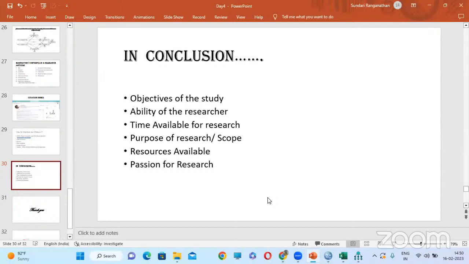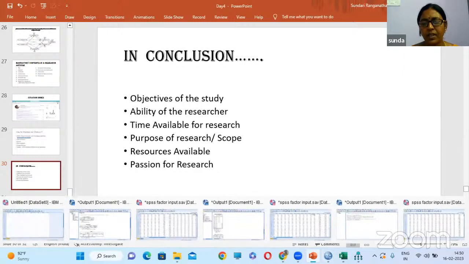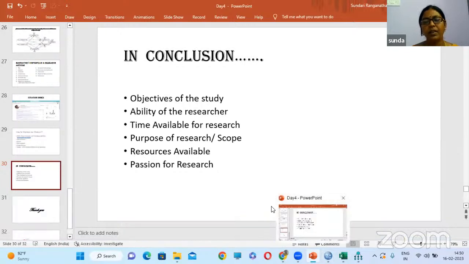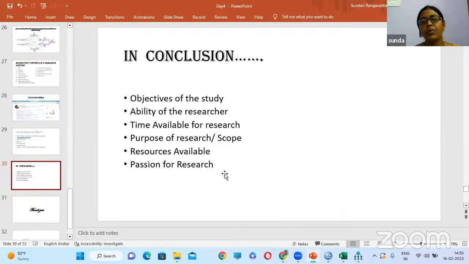Ma'am, is there any minimum sample size needed to run the KMO, ma'am? KMO is a measure that helps you to find out whether this particular sample size is sufficient enough for proceeding with factor analysis.